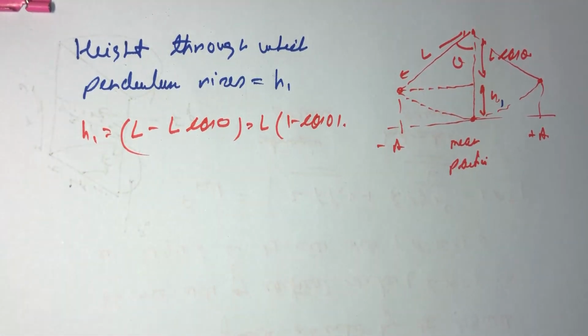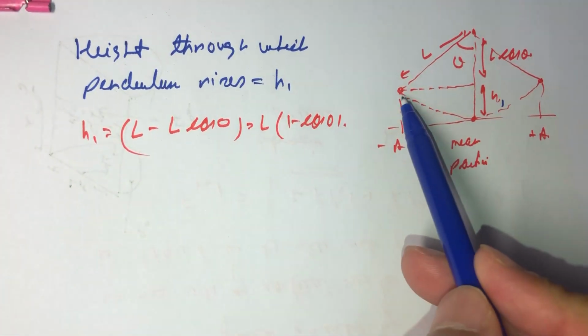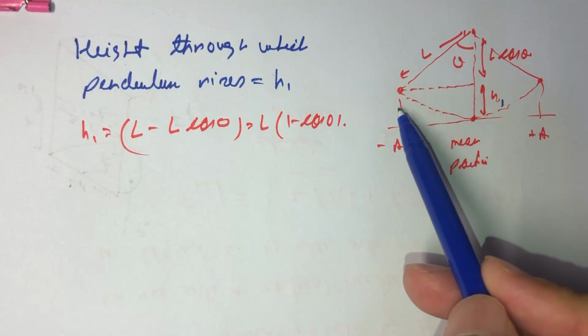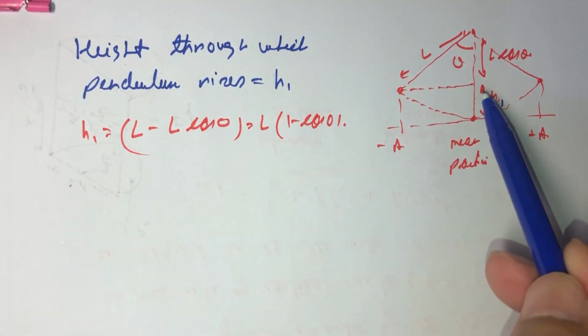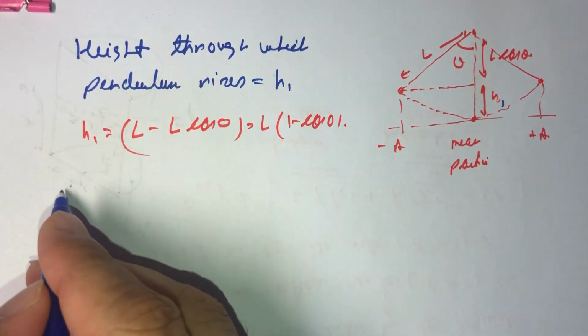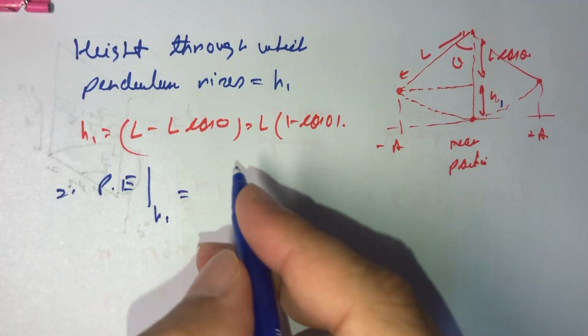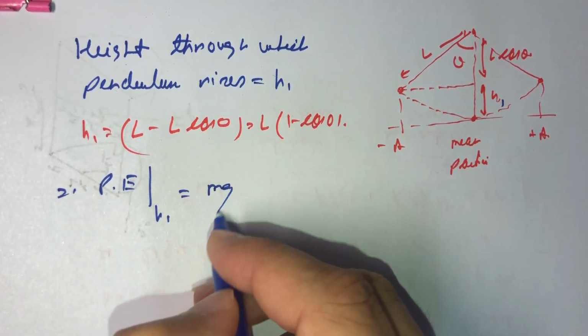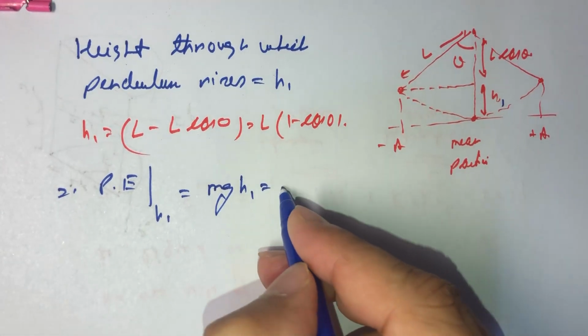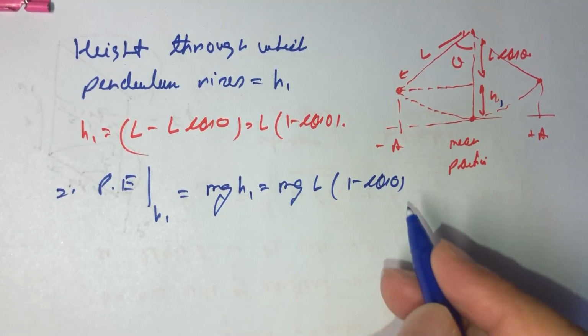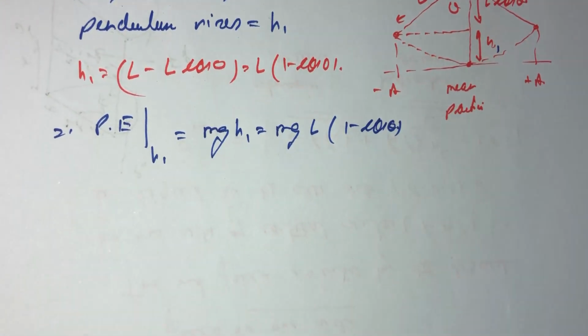And at this extreme position, we can say that its potential energy will be because of this height. Therefore, potential energy at h1 will be equal to mgh1, so this will be mgL(1 minus cos theta). So this is our first case.